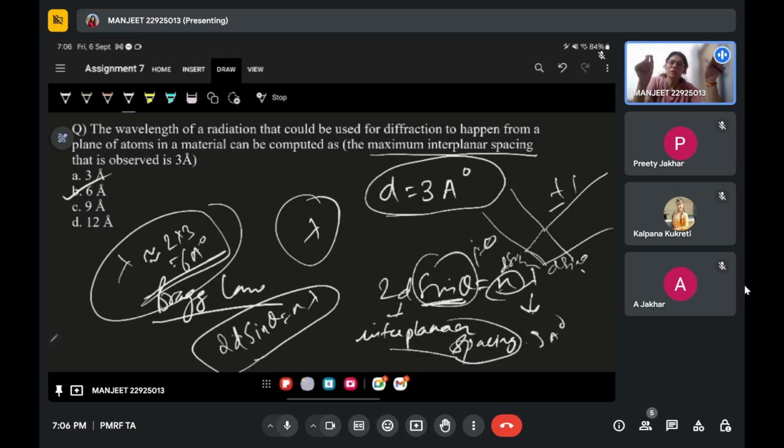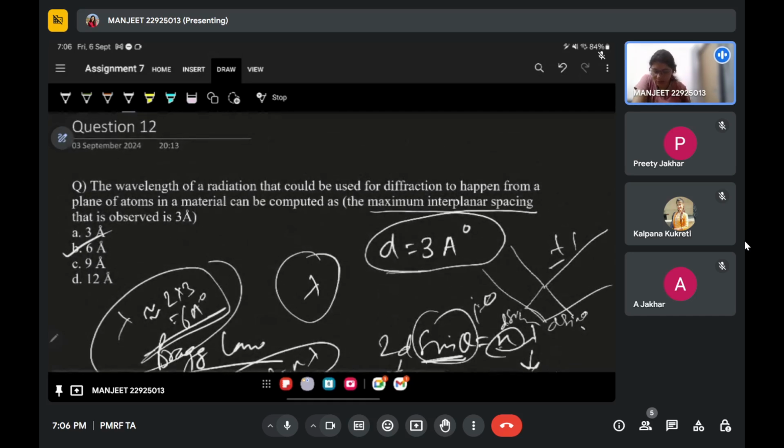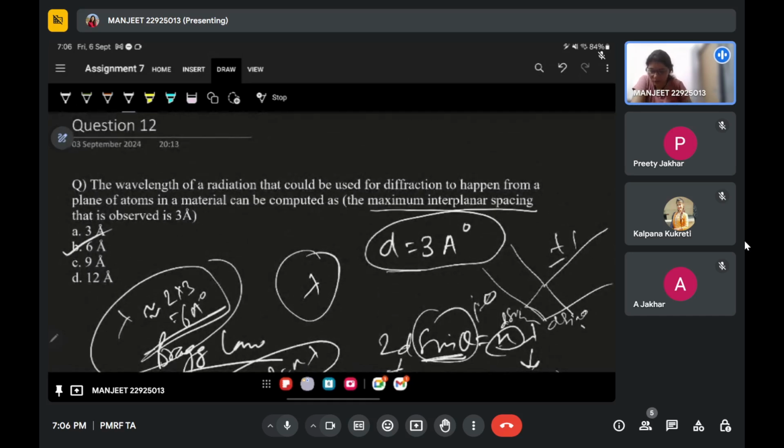So we should know first, earlier, our aim is to find out the distance or the interplanar spacing in that object, so that we can choose what kind of wavelength we can use to examine the crystal structure of that body. Okay, so this is all about question number 12. Let's move to question number 13.